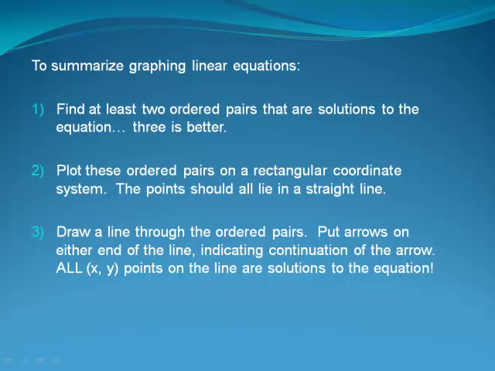To summarize graphing linear equations, there are 3 basic steps. Your first step is to find at least 2 ordered pairs that are solutions to the equation. 3 is better as a checkpoint. Plot these ordered pairs on a rectangular coordinate system, and note that the points should all lie in a straight line. If they don't, you made a mistake. Then draw a line through the ordered pairs. Put arrows on either end of the line, indicating continuation of the line. All xy ordered pair points on the line are solutions to the equation.